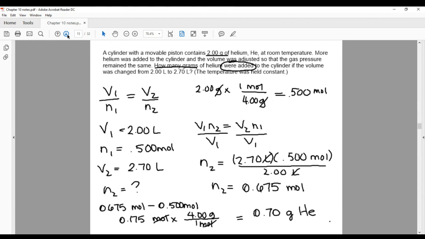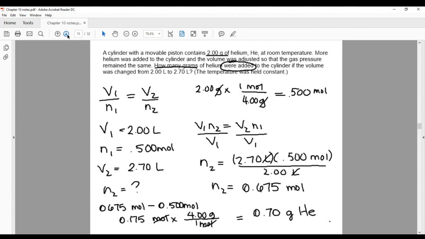All right. So we started out with 2 grams of helium at room temperature, and the volume was 2.00 liters. And we increased the volume to 2.70 liters, and I want to know how many grams. Well, N is the number of moles. So the first thing that we have to do is convert our 2.00 grams of helium to moles. And I do that using the molar mass. So you can see my calculation there.